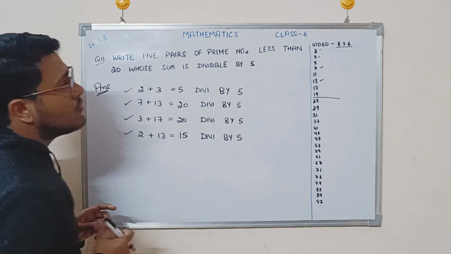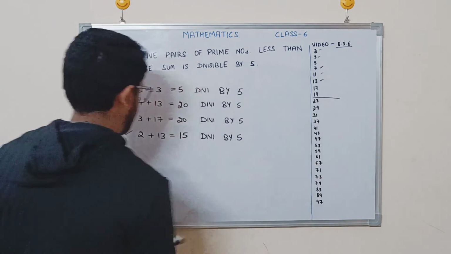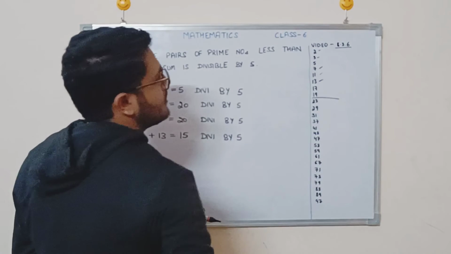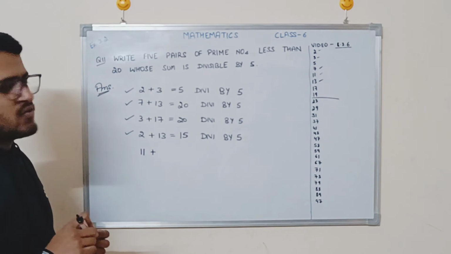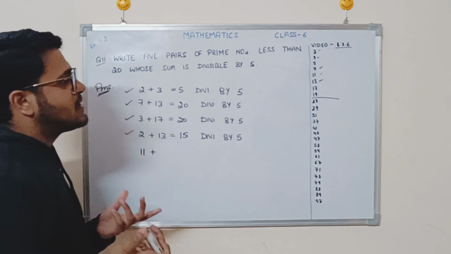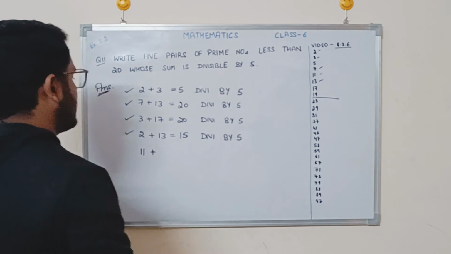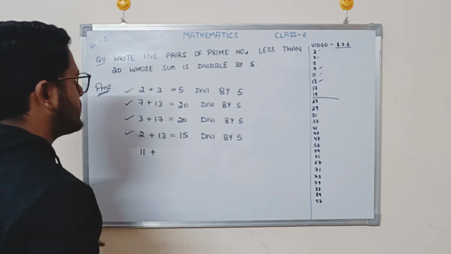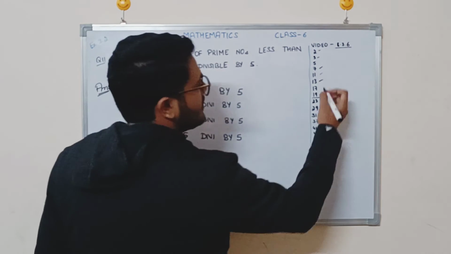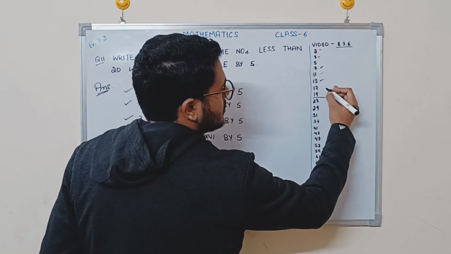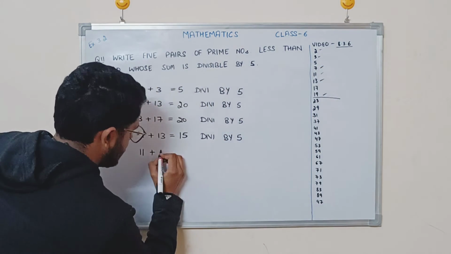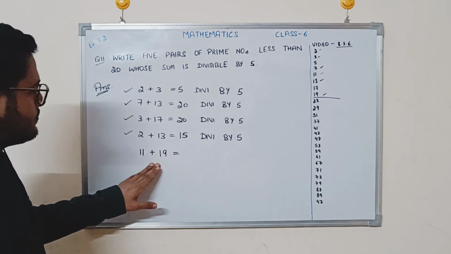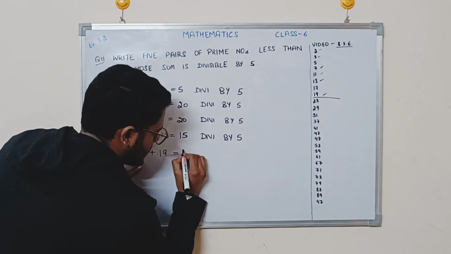Now let's try 11. 11 plus 9 is 20, right? But 9 is not a prime number. 11 plus 4 is 15, but 4 is also not a prime number. So let's try 11 with what? Let's try with 19. 11 plus 19. Let's sum this up. 19 plus 11 is what?